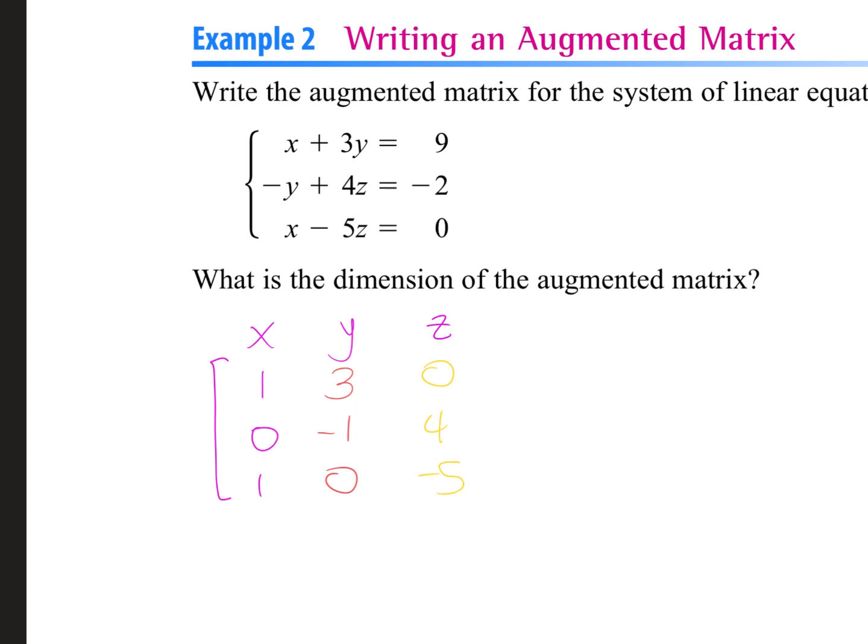-5, right? Now, you can write those 2 little dots if you want. A lot of times, I just write a line. Doesn't matter. You could do the little dots if you want. But now at the end, we put our answers. So what are my answers? 9, -2, and 0. That is the augmented matrix. It's the coefficients along with the answers. If I wanted just the coefficients, it would be just the XYZ part.